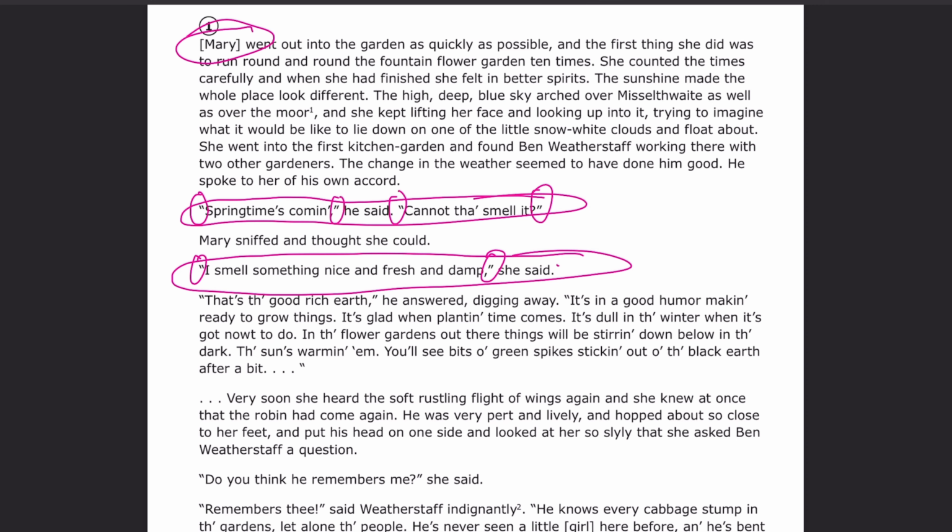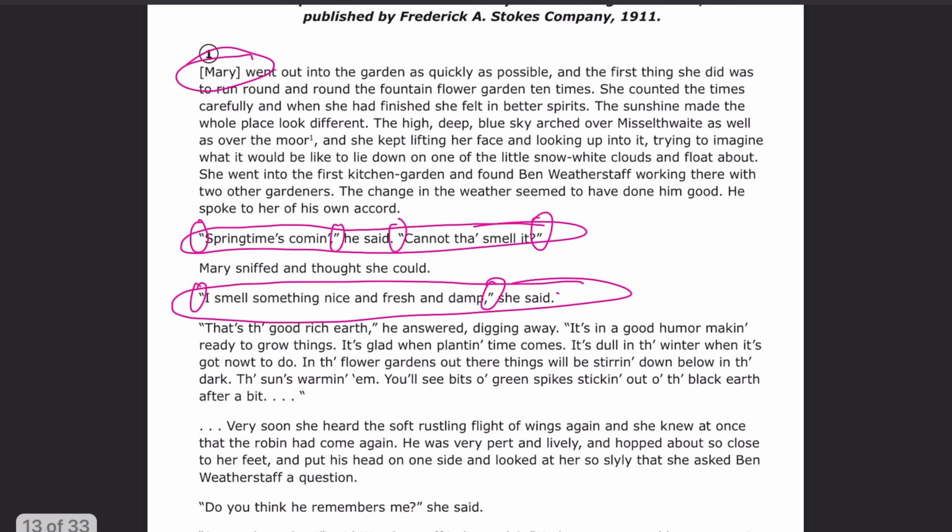It says, "Mary went into the garden as quickly as possible." Wait, so this is kind of telling me what's going on. It's giving me some imagery. I'm able to see her moving quickly into the garden. So I'm already thinking, okay, I see some character names. I see some really short paragraphs that include dialogue. I see some imagery. Just by looking at the first page of this text, it is clearly fiction.